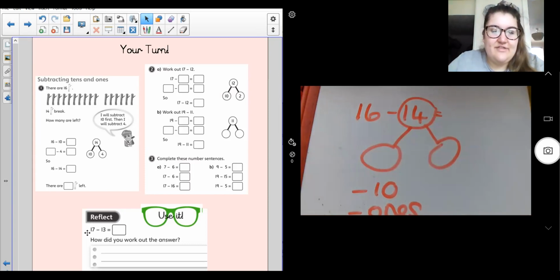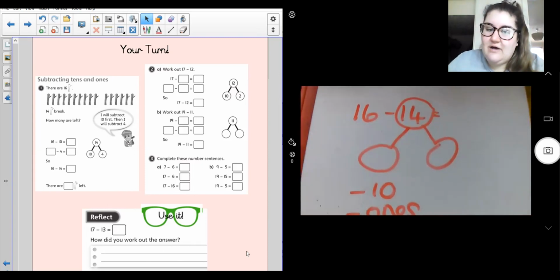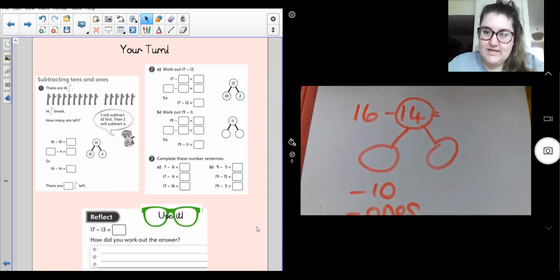And then down here, 17 take away 13. So now you're going to use it and you're also going to explain it, because you are going to work out the answer to this problem, again, using this method. How did you work it out? And more importantly, why did you choose to do it the way you did?